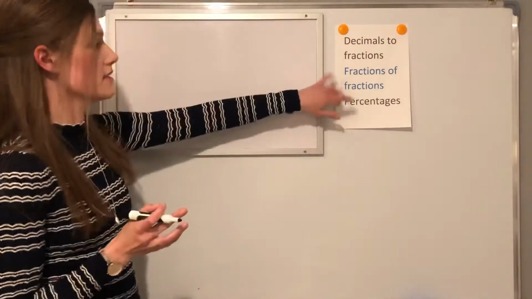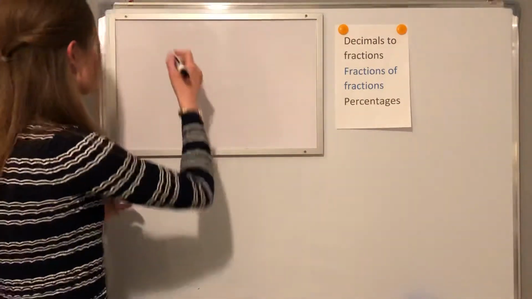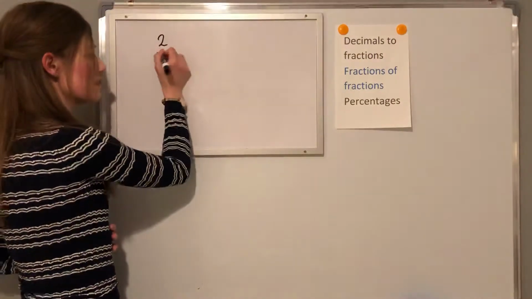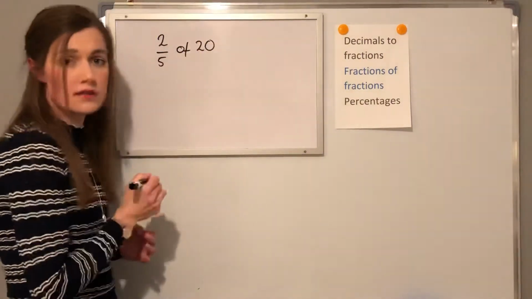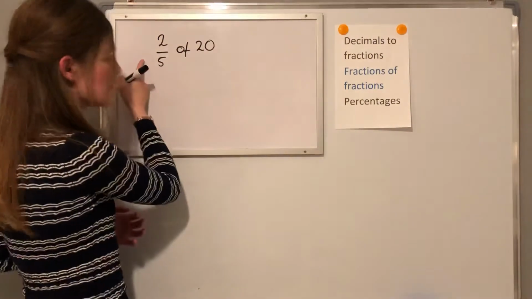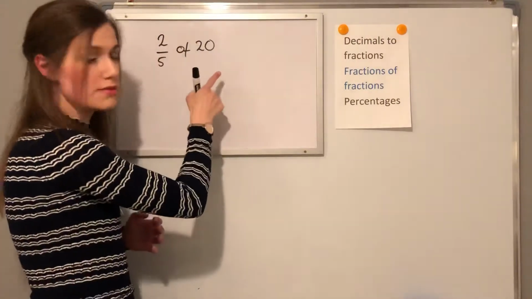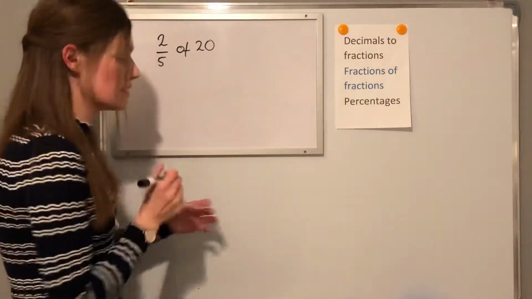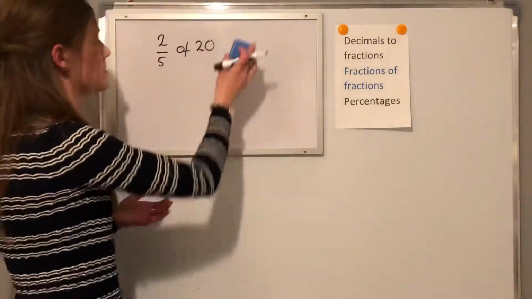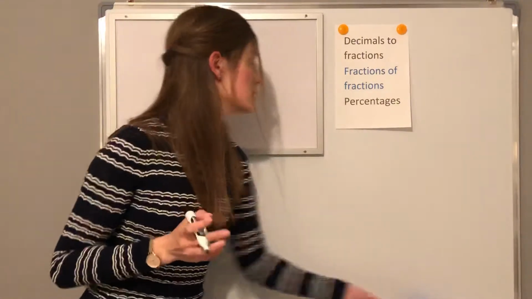Right, now what we're going to have a look at is fractions of fractions. Okay, so a lot of you would have probably seen things like this, 2/5 of 20, and they're quite easy. You just divide by the bottom and times by the top. But they won't always work like that. It won't always make a whole number.